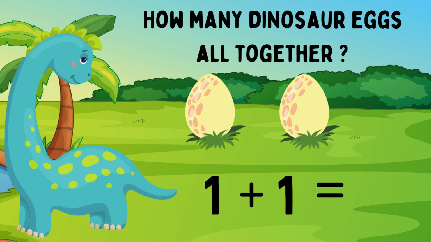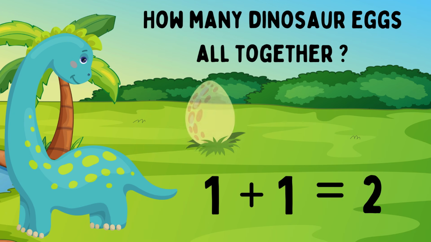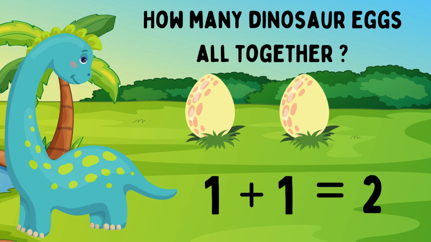Our first problem: how many dinosaur eggs are there altogether? 1 egg plus 1 egg equals what? The answer is 2. Did you get it right?